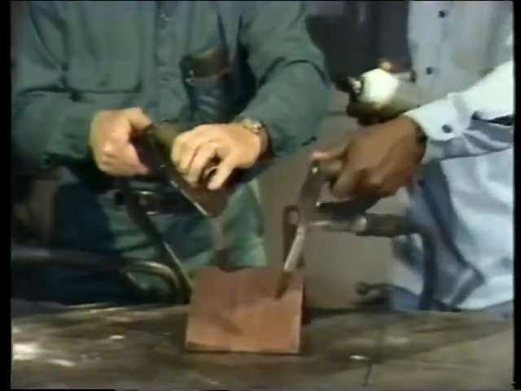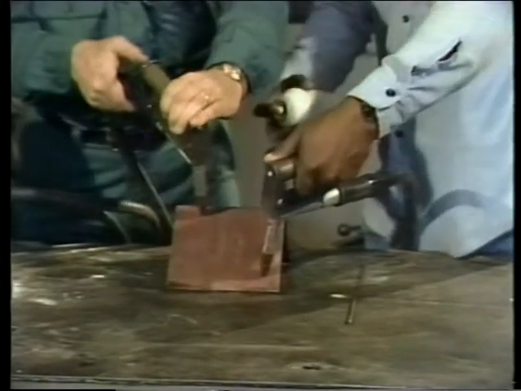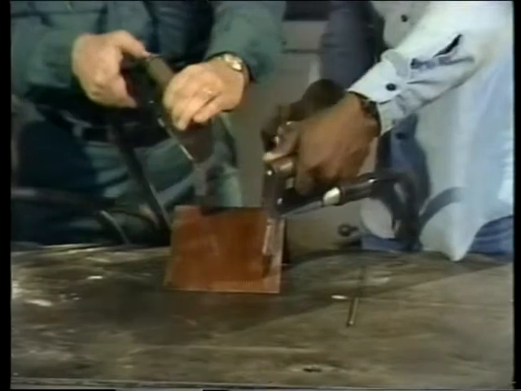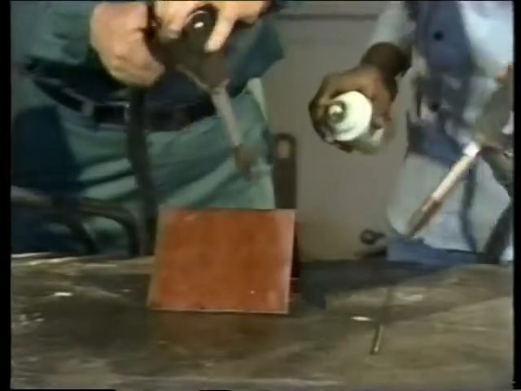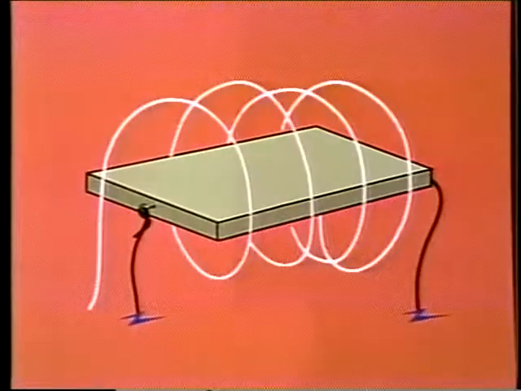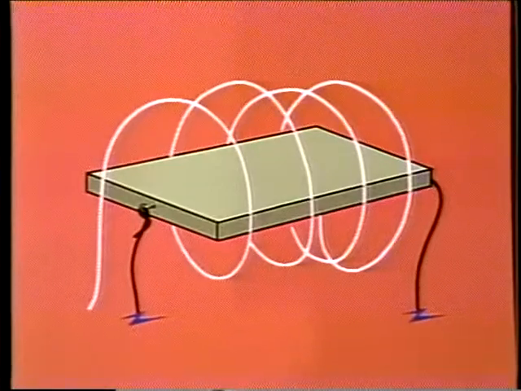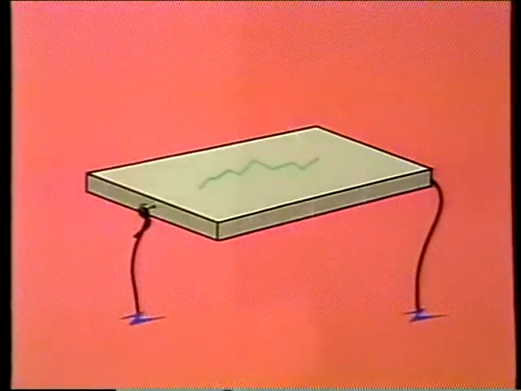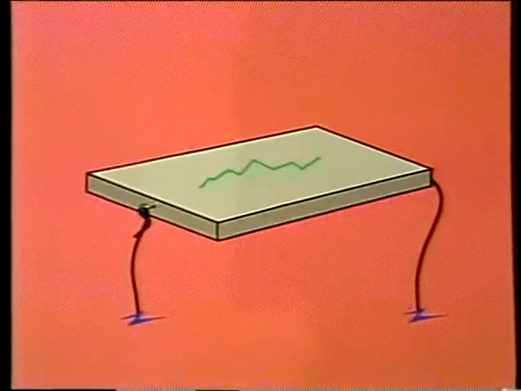There are two different ways that the part can be magnetized electrically. This kind of hookup is called a head shot or contact shot, and it's even simpler than the example we've just seen. Here, the current runs straight through the part, and it magnetizes the part this way. The magnetic field runs at right angles to the direction of the current.